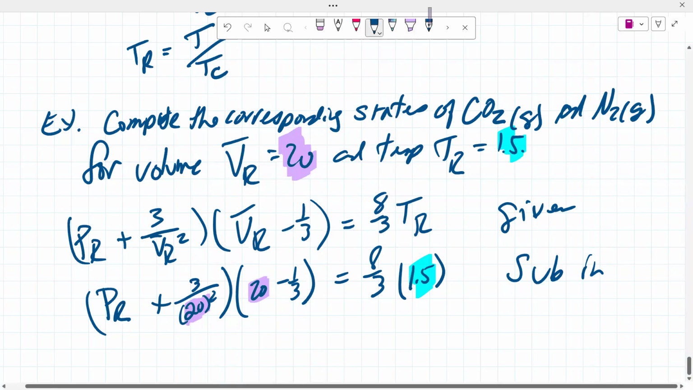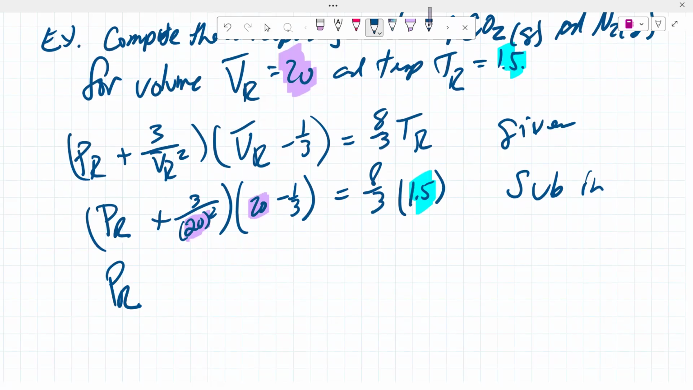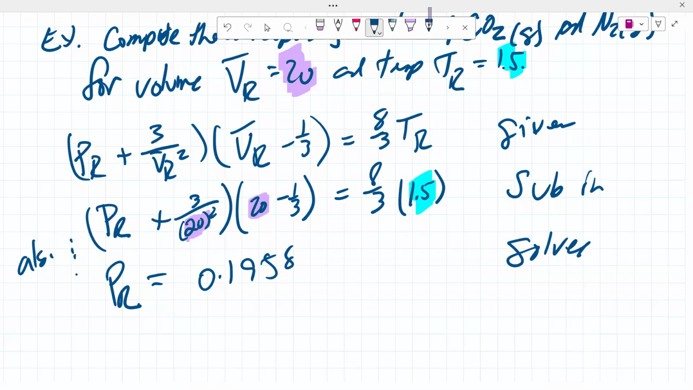All right. One would obviously need to know those numbers. P_R equals 0.1958. So some algebra happened, and we solve for that. You'd need to multiply this out, move the constants over to this side, and just multiply all those together. But I think you can handle that from here.